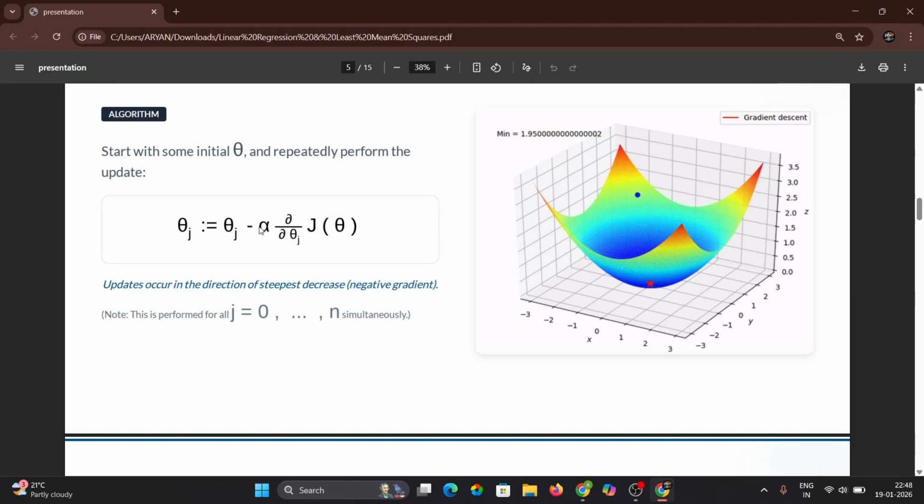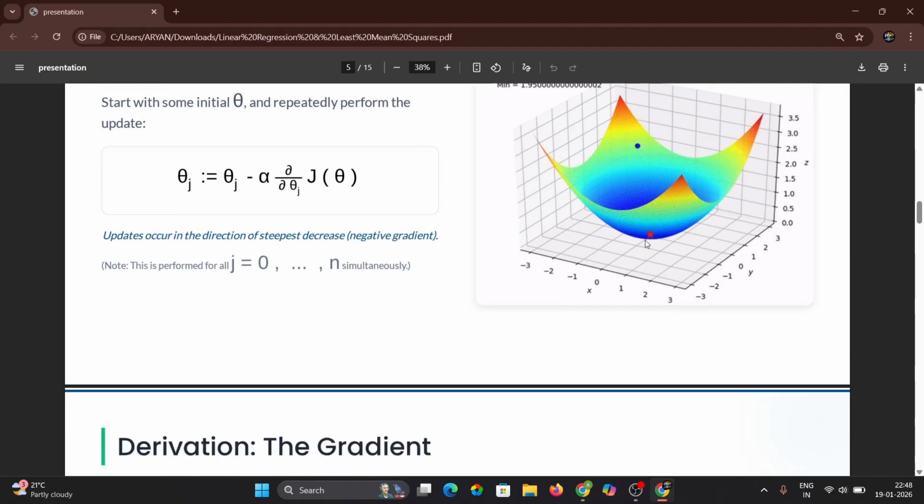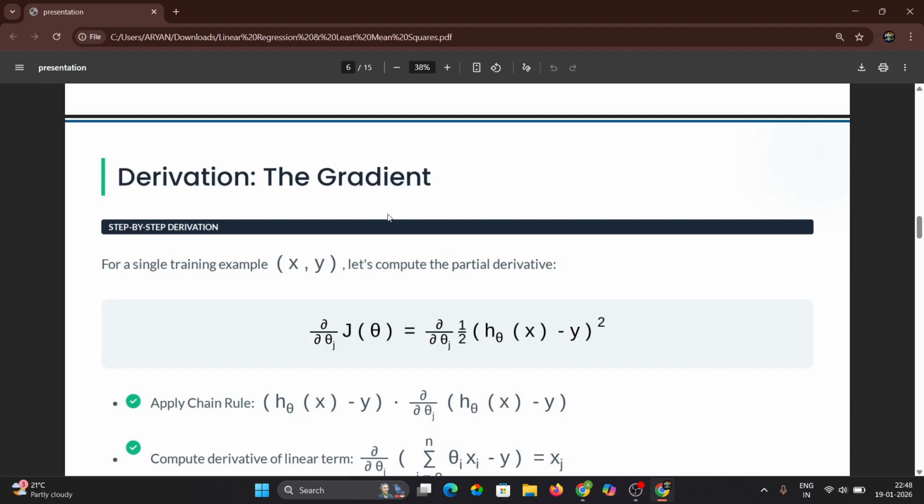It depends on the alpha value how fast the convergence will happen. If it is very high, that is also a problematic case. When it is very high, it may overshoot the minima, and if it is very slow, then it will take a very long training time, long computational time. Okay.